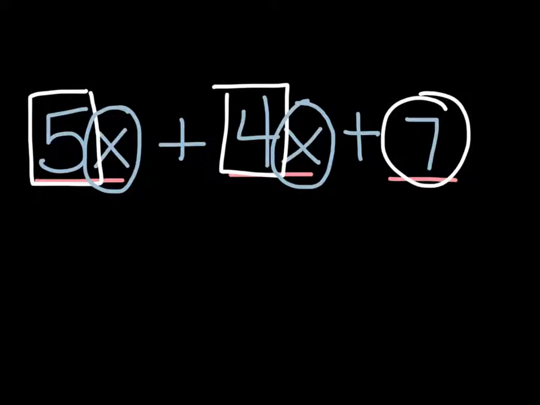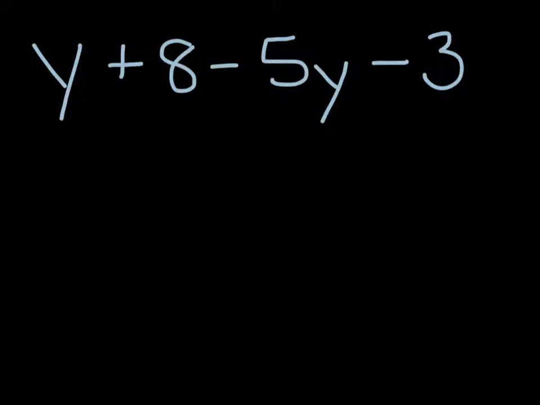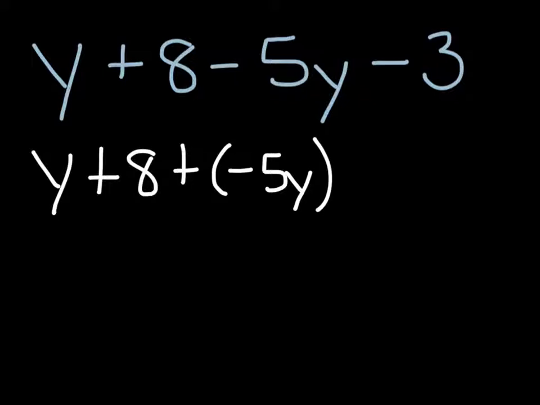Two or more constant terms are also considered like terms. For example, if we had another constant term, say we added plus 5, then 7 and 5 would be considered like terms. Let's go on to identifying these in another expression: y plus 8 minus 5y minus 3. First, let's rewrite this expression as a sum. That requires us to write y plus 8 plus negative 5y plus negative 3.